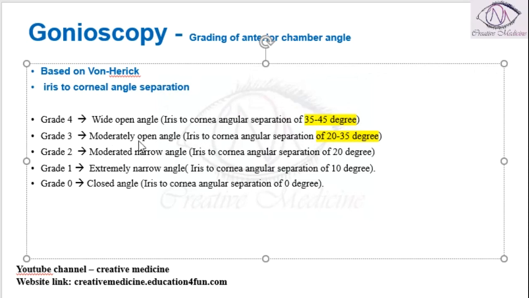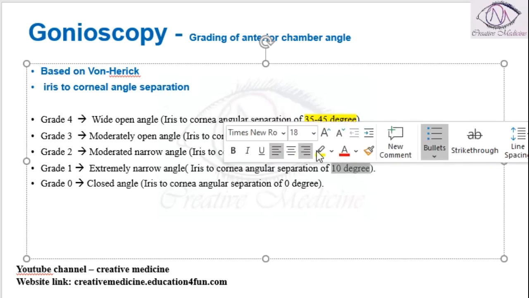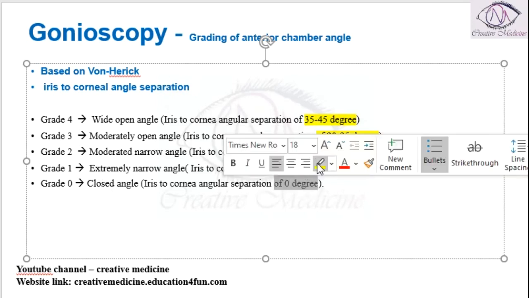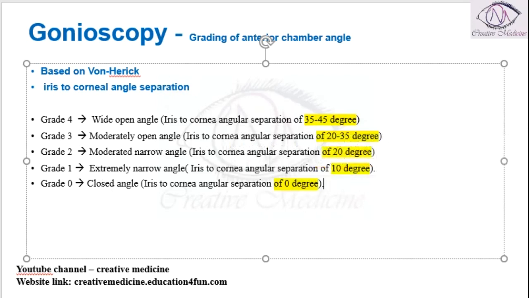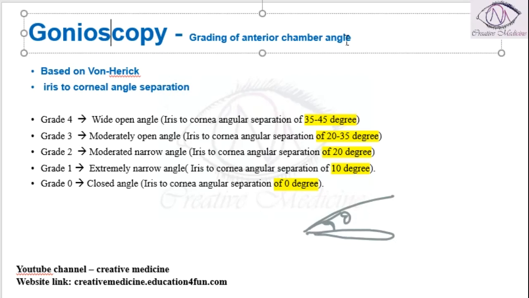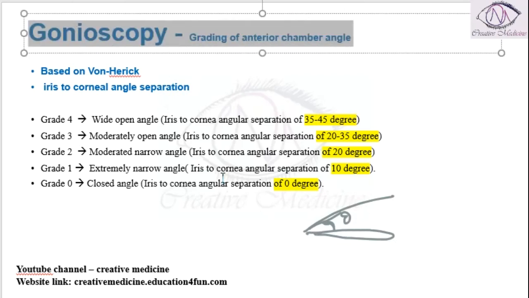Then in grade 2, there is a moderately narrowed angle where the iris to corneal angular separation is 20 degrees. Then in grade 1, we have an extremely narrow angle with iris to corneal angular separation of 10 degrees. In grade 0, we have a closed angle where the iris to corneal angle separation is 0 degrees. So this is the angle, the iris angle to the corneal angle, that we are calculating in the grading of the anterior chamber.